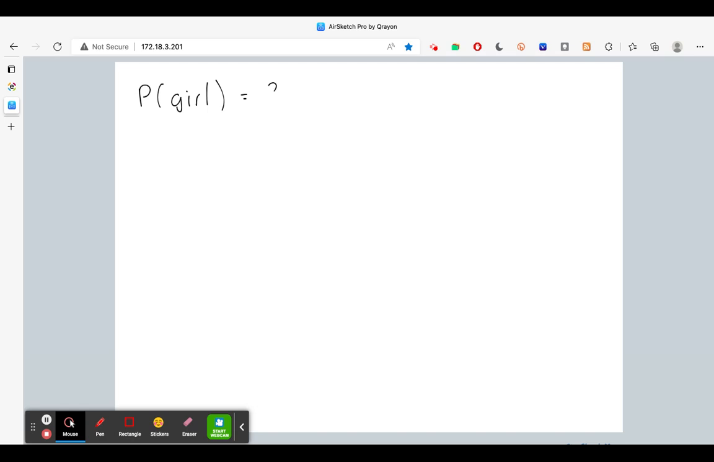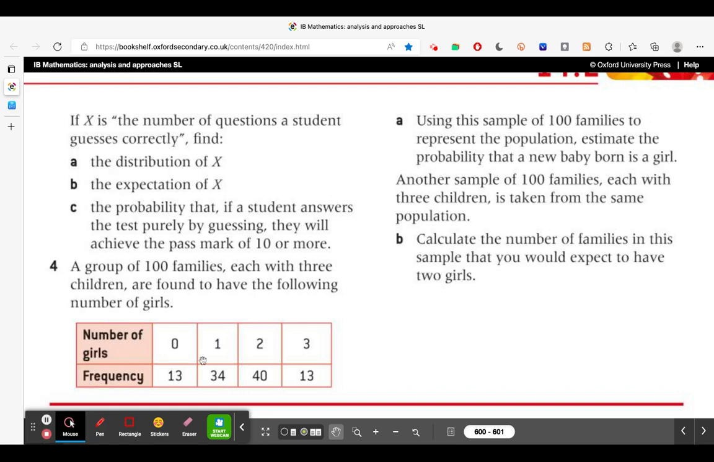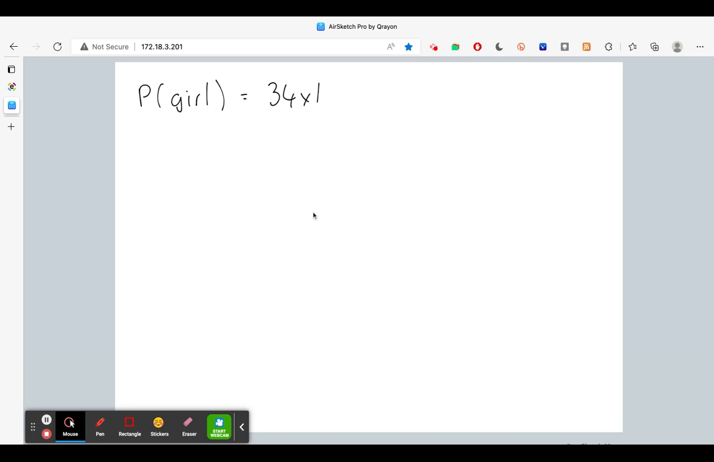We've got 34 multiplied by 1. 34 families had one child. 40 families had one girl, 40 families had two girls, 13 families had three girls. So in terms of how many girls there were, there's 34 times 1 plus 40 times 2 plus 13 multiplied by 3 all over 150. Oh, sorry, all over 300. Don't know where 150 came from.